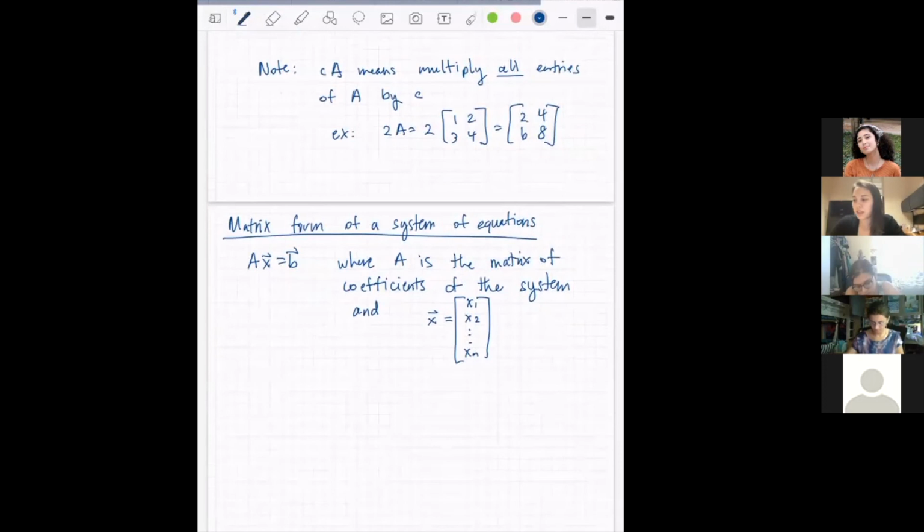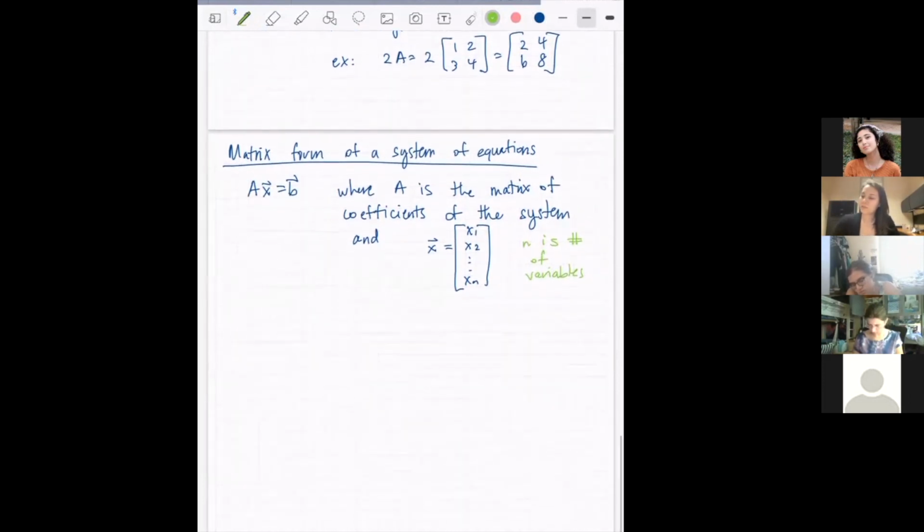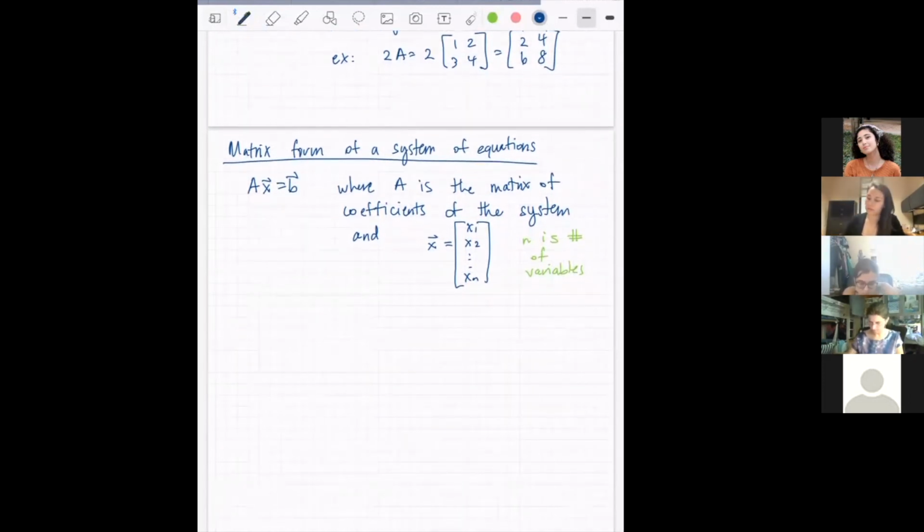Okay, so that means that N here is the number of variables. So this is what we will call a matrix equation, if we want to refer to that. And then this relates to the vector form of the equation.